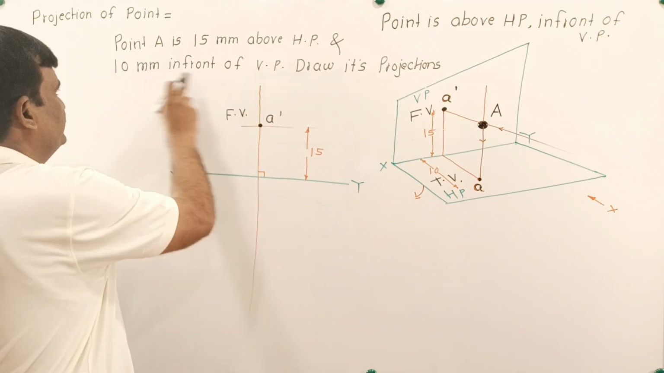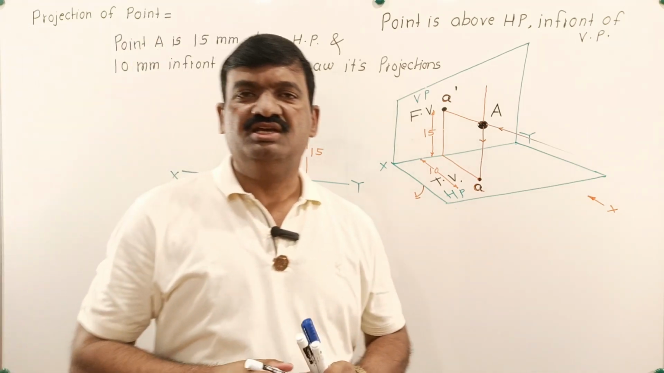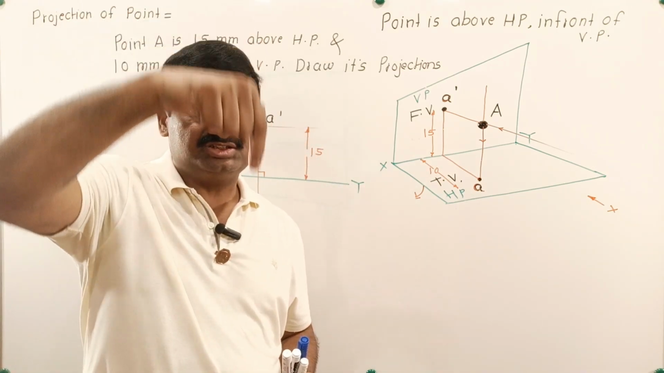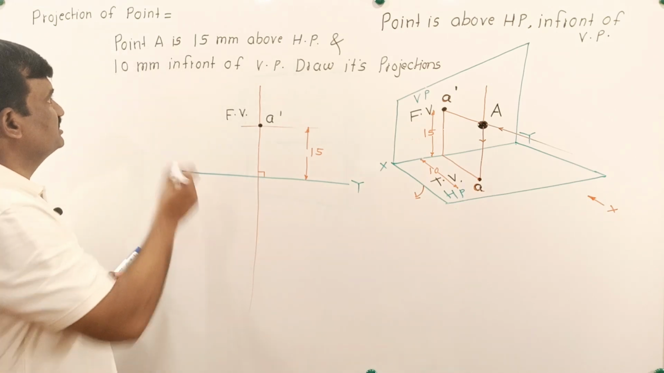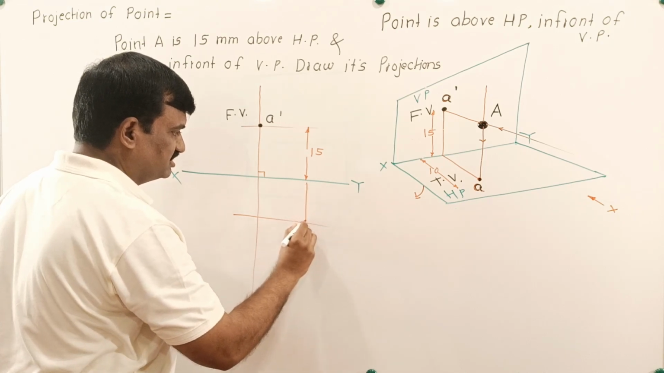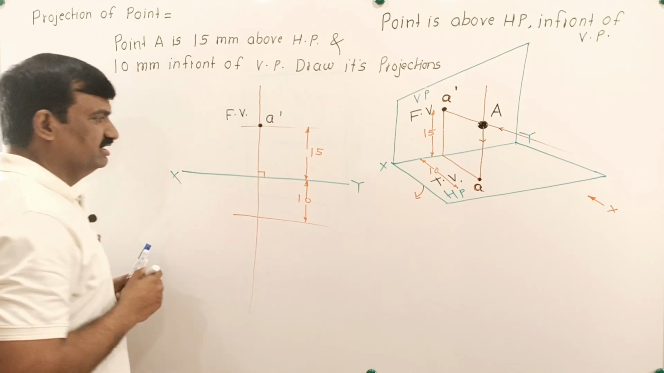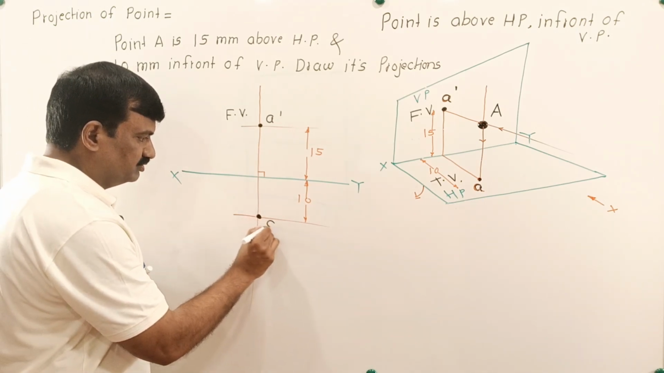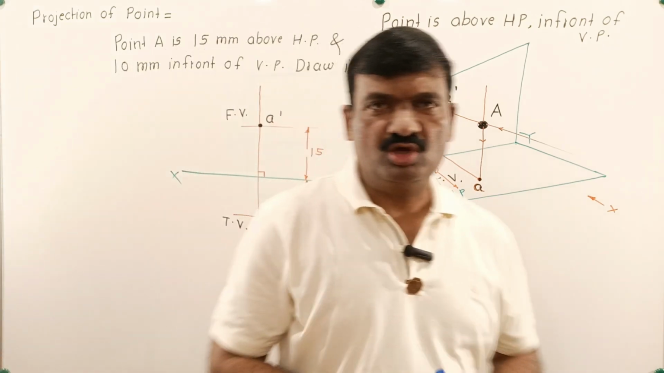Next, the point is 10 mm in front of VP. The third concept says when any point is in front of VP, its top view is below XY line. Distance given is 10, so assume this distance is 10 mm. So this distance is 10 and this is called the top view A. The problem is solved with just 3 concepts.